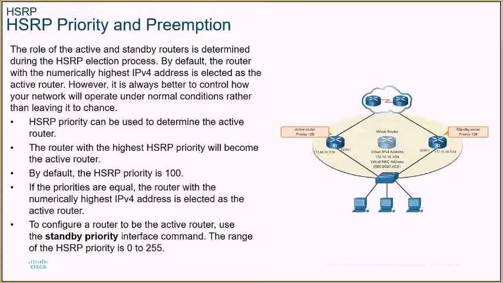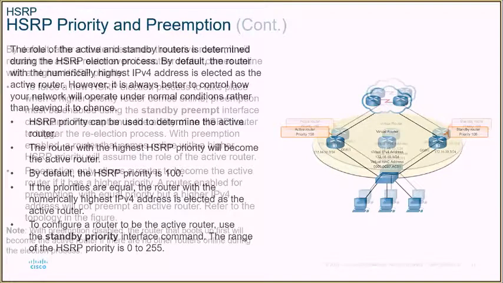And so if you change the priority to something higher, like 150 in the diagram example, that router will typically become the active router. If the priorities are equal, the router with the numerically highest IPv4 address is elected as the active router. To configure a router to be the active router, use the standby priority interface command with a range from 0 to 255. So of course, you're probably going to have to go a bit higher than 100 to make it the active router.